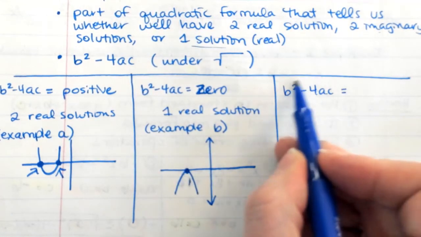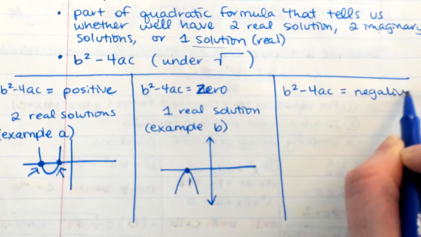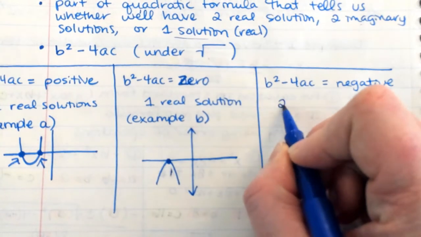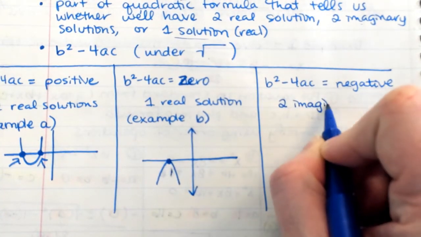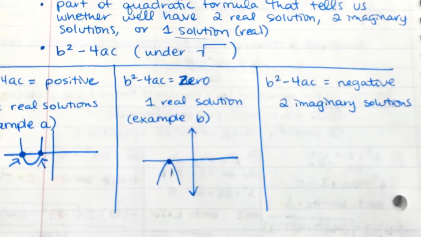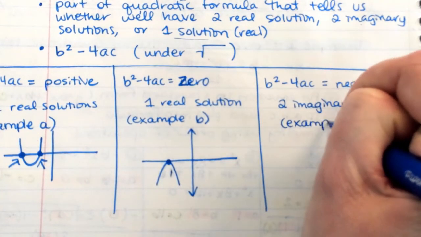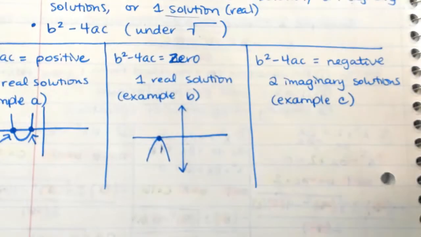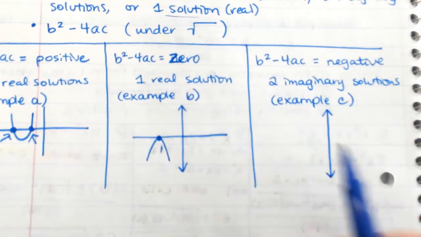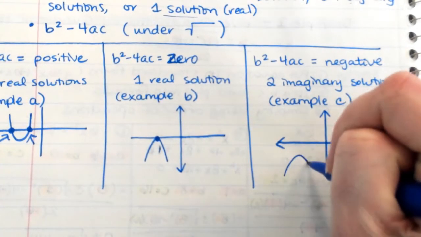If your discriminant, if what's underneath the square root sign comes out to be a negative number, as you're working through the quadratic formula, that's your clue that you're going to have two imaginary solutions. And so that was like example C that we just did. That'll be one where it looks like it's not crossing the x-axis at all in 2-dimensional space, but it is crossing in 3-dimensional space.